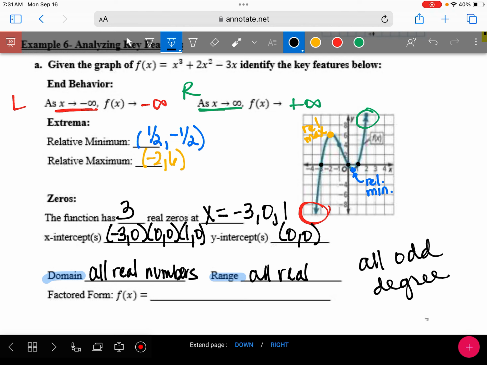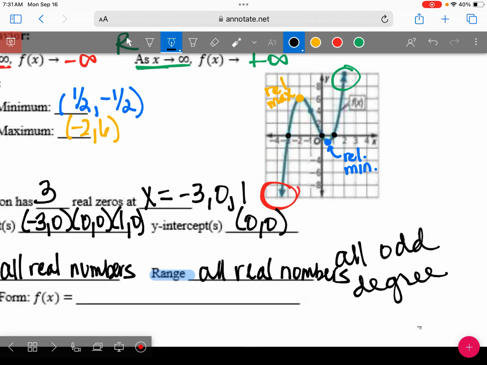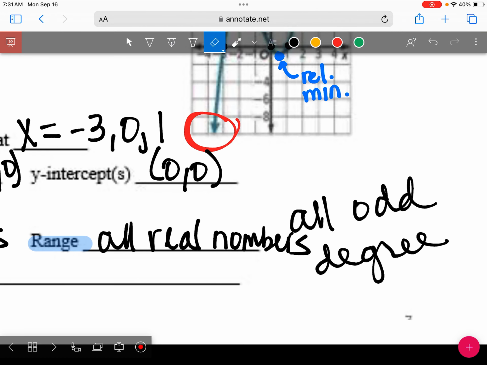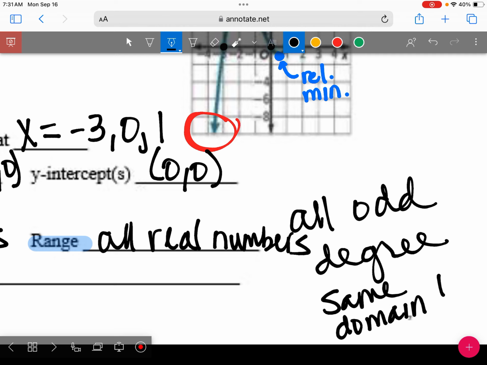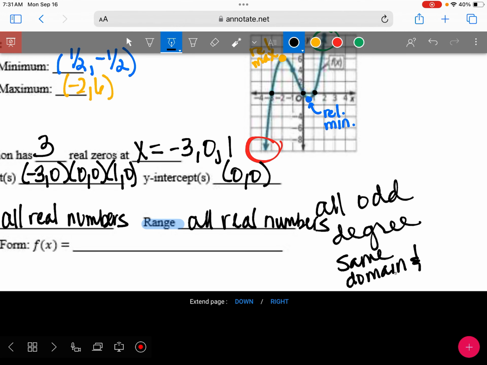So if it's an odd degree function, it has opposite arrows. Your domain and range, that looks like a O, let me fix that. All odd degree functions have the same domain and range.